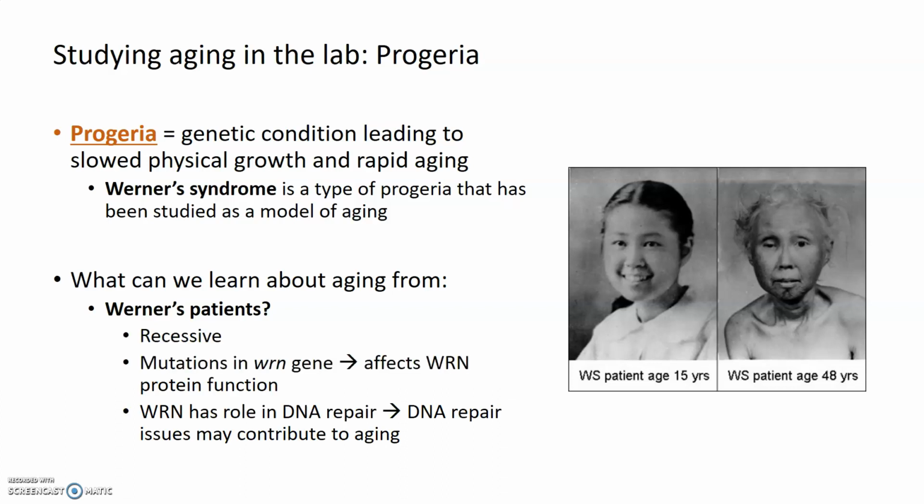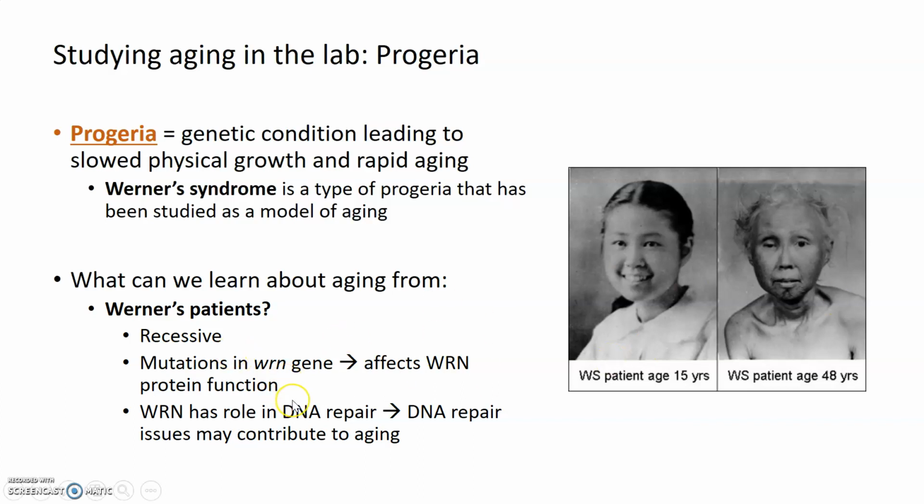And that's because Werner's patients will age normally to about 20 or 30 years old. And so you can see a Werner's patient here at 15, looking like a typical 15-year-old. And then once they reach about 20 or 30, they go into a period of slowing of growth and rapid aging. And so this is that same Werner's patient at about 48 years old. And you can see that she looks much older than what you might think a 48-year-old would look like. And we can learn a lot about the genetics of aging from studying Werner's patients.